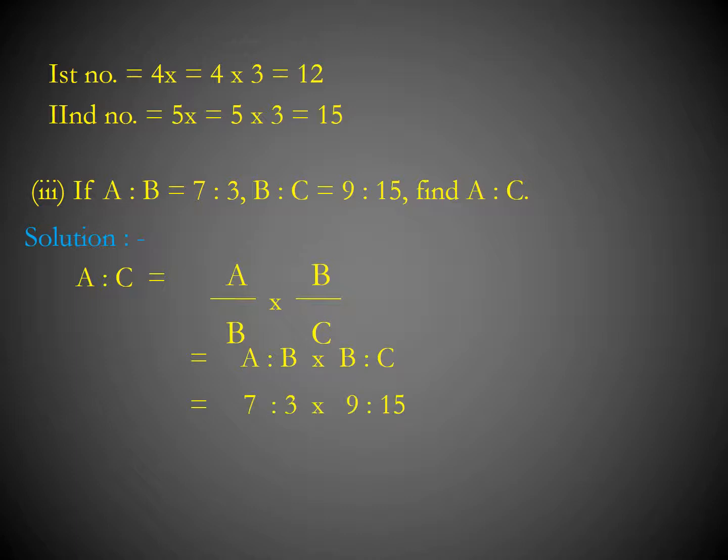So it will be A ratio B is 7:3 multiplied by B ratio C is 9 ratio 15. Now 7 ratio 3 can be written as 7 upon 3 multiplied by 9 upon 15. Solving it, you will get 7 ratio 5. That is A ratio C is equal to 7 ratio 5.